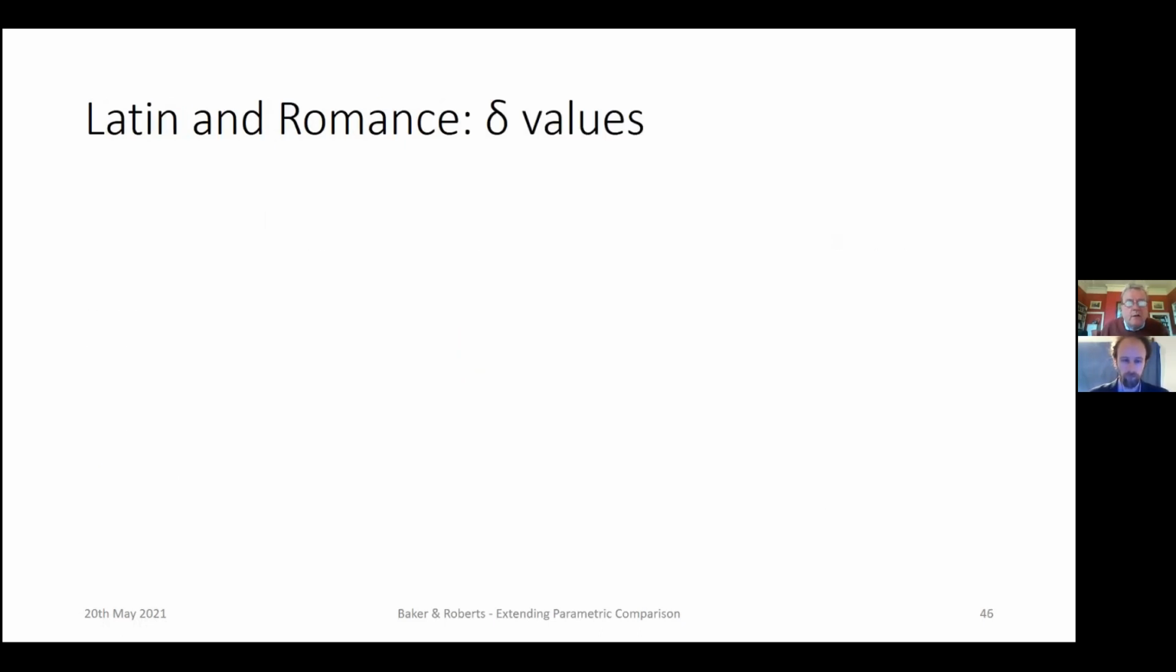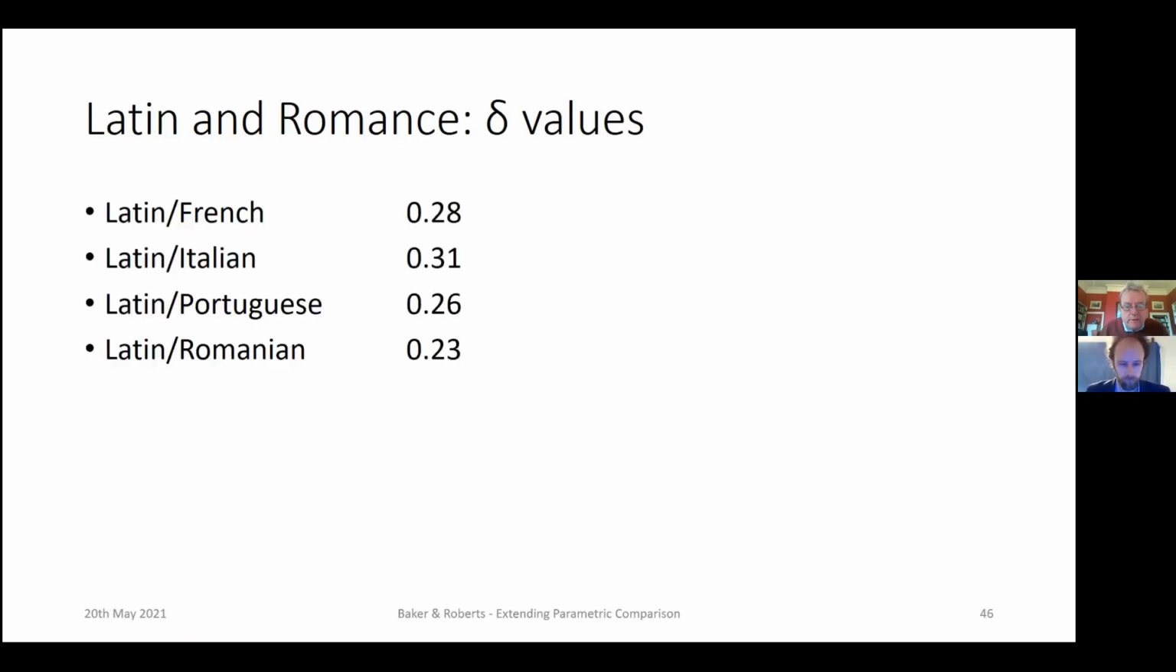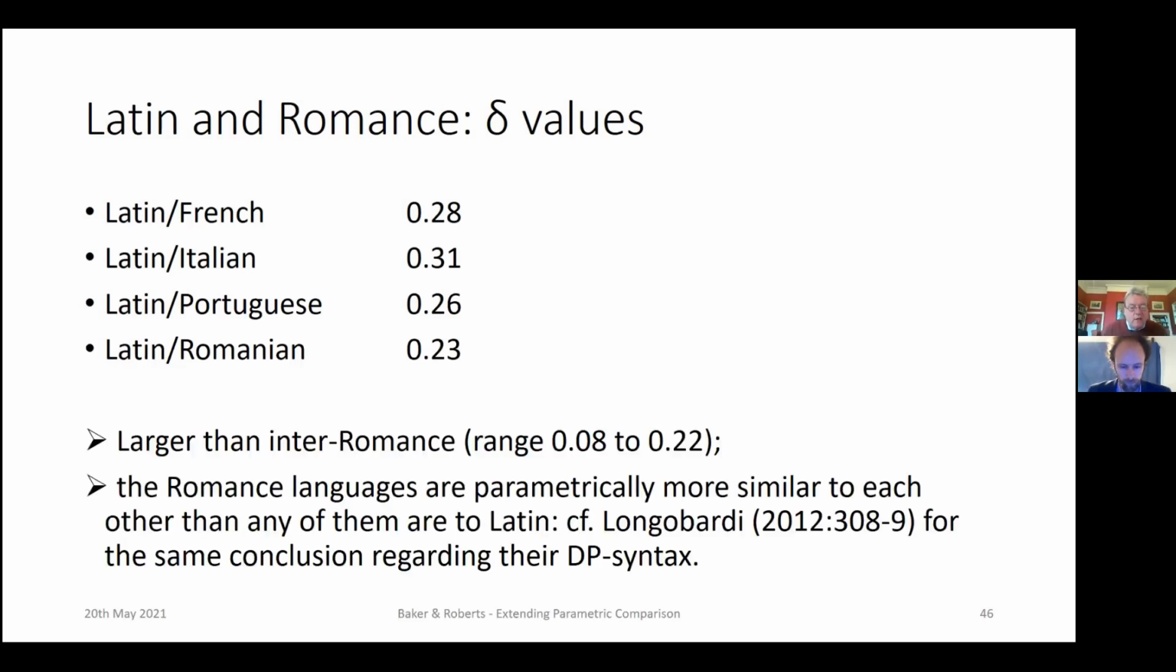Then looking diachronically at delta values, we've also compared Latin with the various Romance languages, and the distance is somewhat greater than the distance between those languages synchronically. So essentially, the Romance languages are parametrically more similar to each other than any of them are to Latin. And again, Longobardi reached exactly this result with the nominal parameters. So it seems that there's been some convergent typological shift amongst the Romance languages in their history.